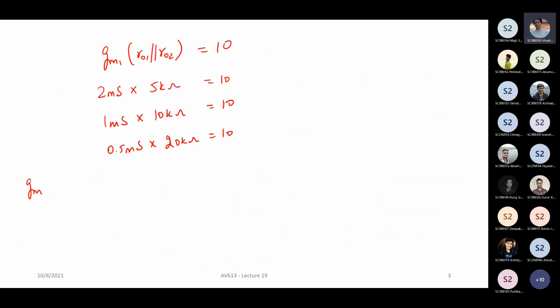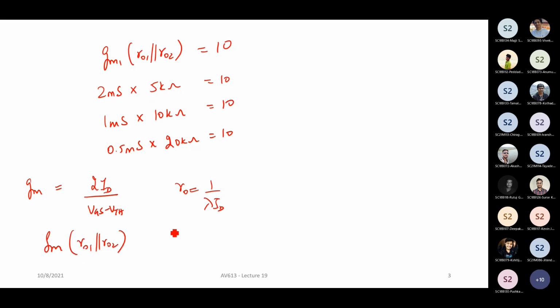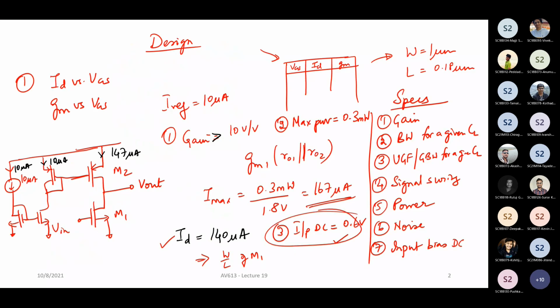Now here, if you see, GM and R0. GM can be written as 2ID by VGS minus VTH, and R0 can be written as 1 over lambda ID. Typically, although these equalities may not be true, GM times R01 parallel to R02 will typically turn out to be 1 over this quantity.